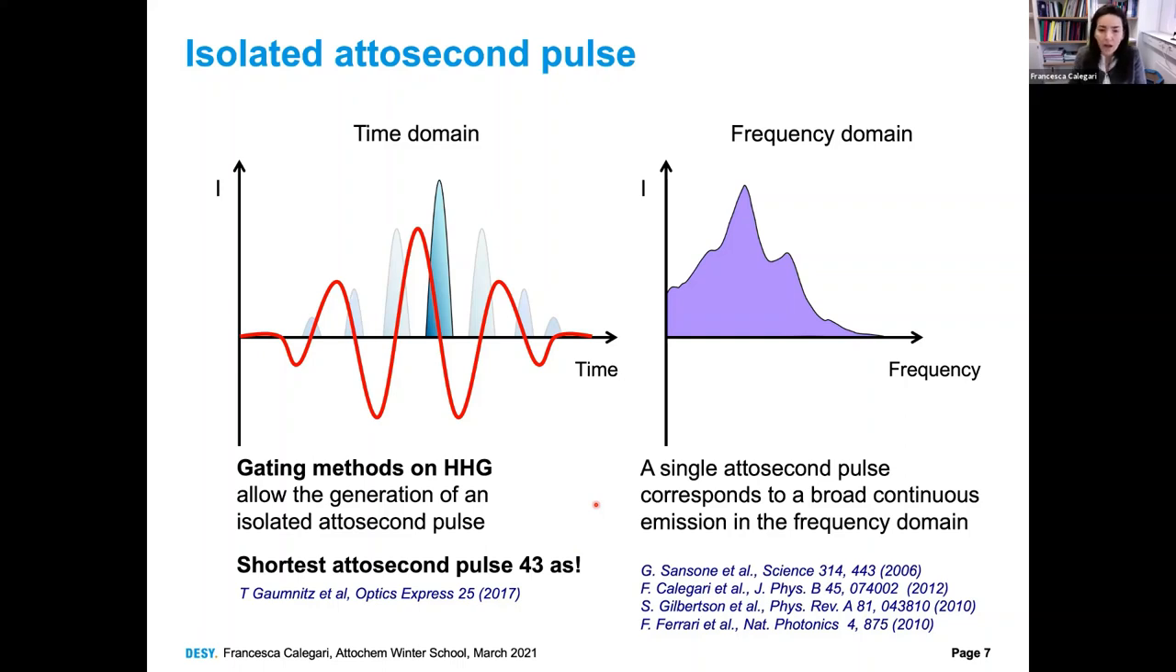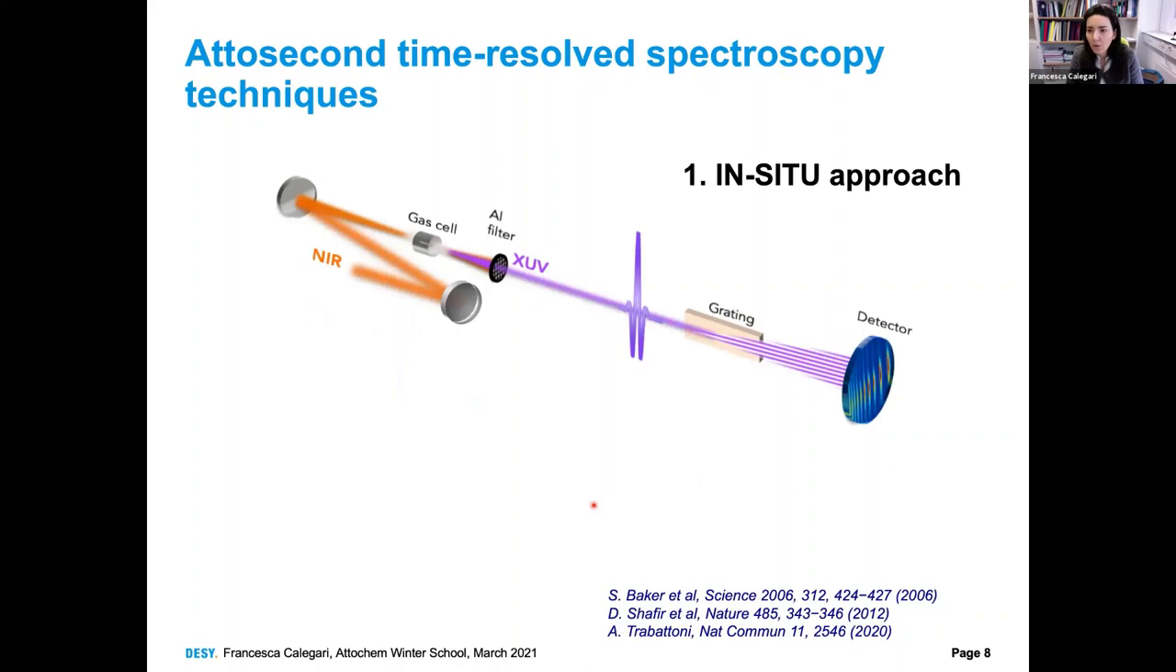This you have seen already, but what I would like to move your attention to now are the spectroscopy methods, so the way we can use attosecond pulses or attosecond pulse trains to address specific dynamics in molecules. I would like to group the approaches that are actually used for attosecond spectroscopy into two categories. The first category I call the in situ approach. The idea here is that the experimental implementation of this attosecond spectroscopy technique is pretty simple, and it relies on the high order harmonic generation process itself.